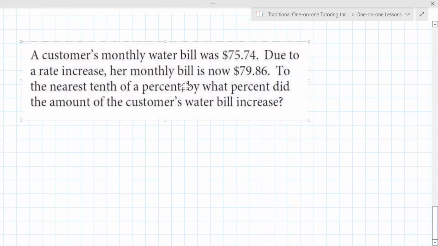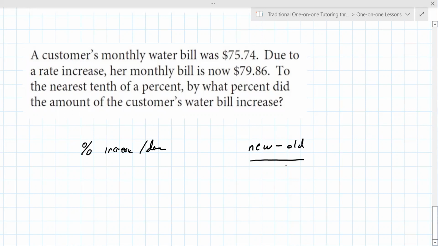Okay, so a customer's monthly water bill was $75.74. Due to a rate increase, her monthly bill is now $79.86. To the nearest tenth of a percent, by what percent did the amount of the customer's water bill increase? So there's a formula for percentage increase and decrease, and I like it this way. It's the new minus the old over the old.